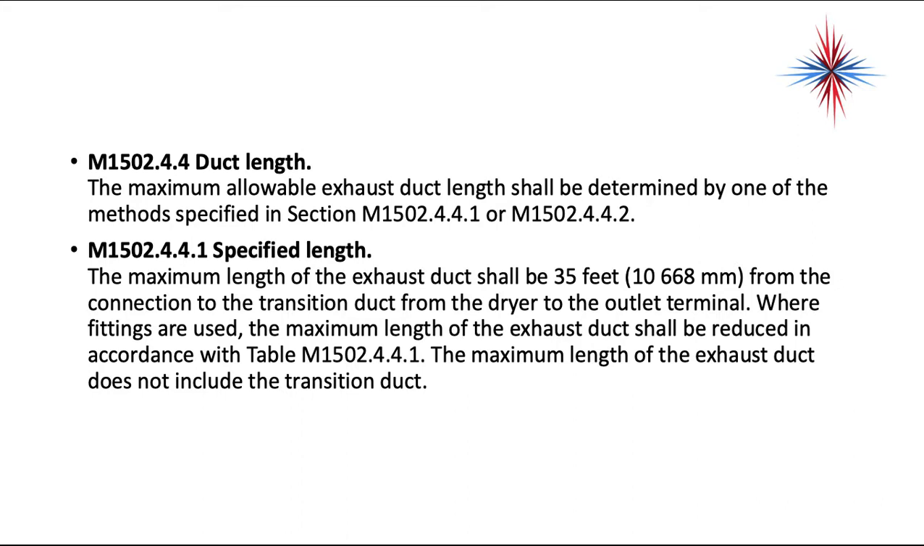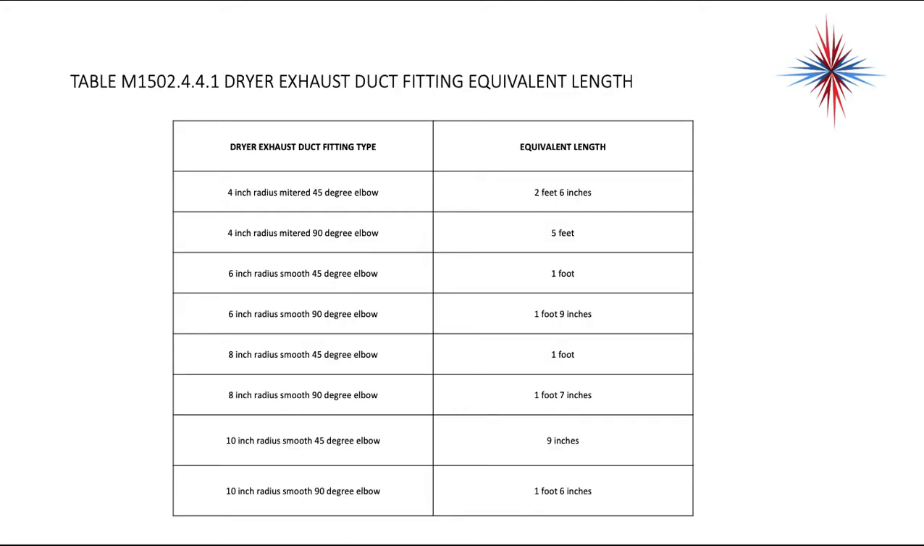1502.4.4.1 specified length. The maximum length of the exhaust duct shall be 35 feet from the connection to the transition duct from the dryer to the outlet terminal. When fittings are used, the maximum length of the exhaust duct shall be reduced in accordance with 1502.4.4.1. The maximum length does not include the transition duct. By transition duct, we mean the little piece of duct that's coming out of the dryer that you're going to connect to. So now here's the deal.